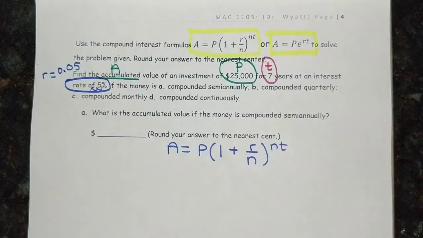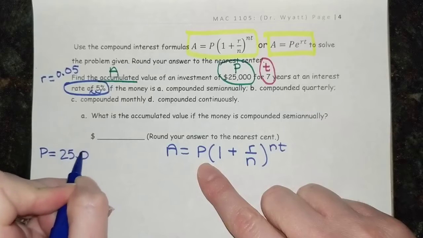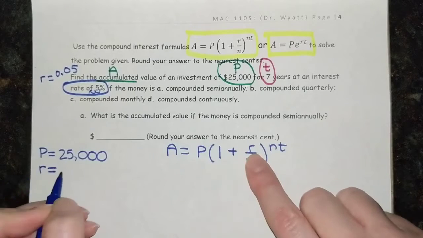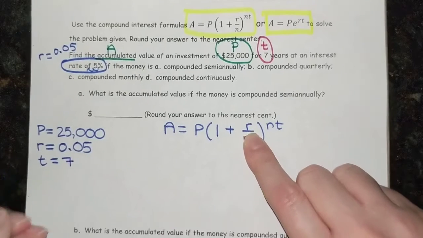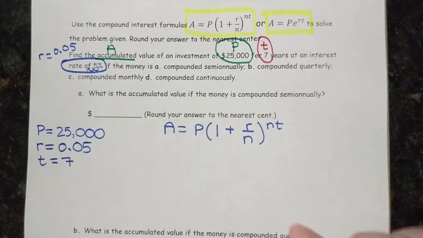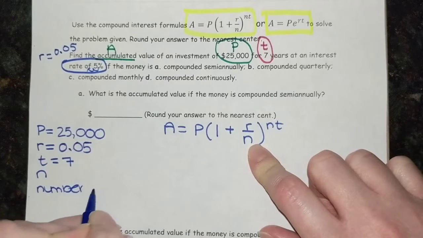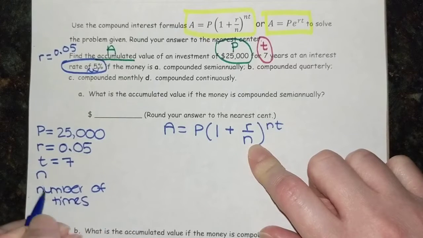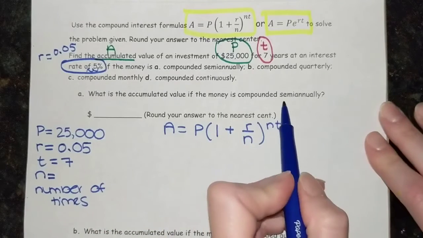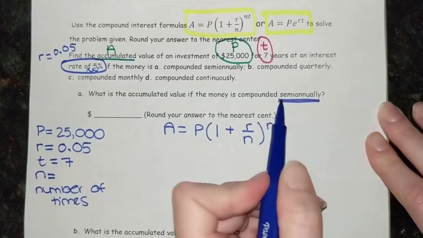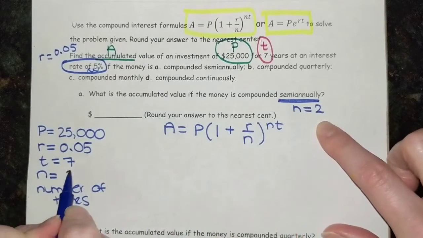All right, now if you kind of list out the variables that we've identified, P should be equal to 25,000. We've identified that the r variable is 0.05 and that the t variable is equal to 7. What we have not identified for part A here is the n value. And n, remember, stands for the number of times that you're computing this interest. So when you talk about n, that is the number of times per year you're computing it. If you are computing the interest semi-annually, then that means that you're computing it twice a year. So n would be equal to 2.